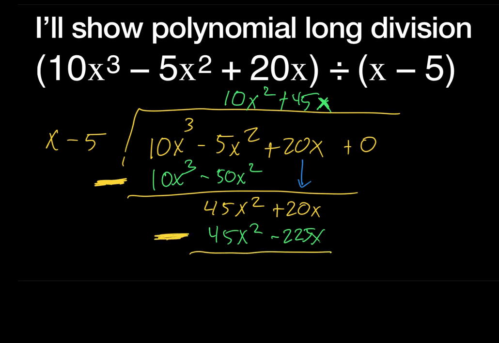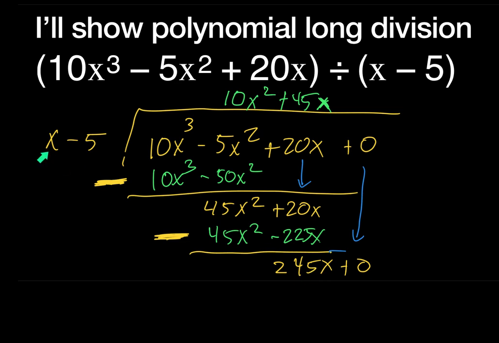Okay. Then I'm going to subtract and bring down and say, okay, this adds to 0. 45x squared minus 45x squared is 0. Again, if I'm doing it right, that will always be true. 20 minus a negative is plus a positive. 20 plus 225, 245x plus 0. Now I need this to be 245x.